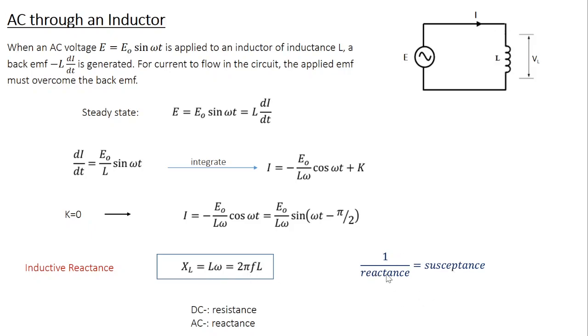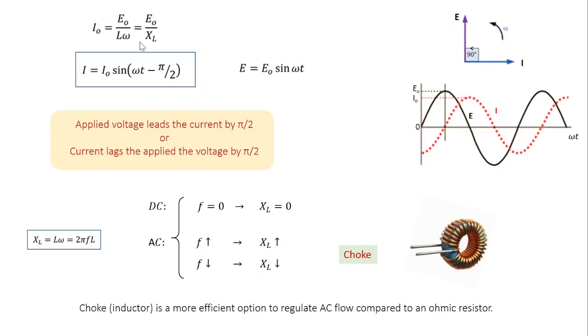The inverse of reactance is known as susceptance. So let's rewrite this equation in terms of the reactance now. If you look at this term, E0 divided by L omega, this is nothing but peak voltage divided by resistance. We know that voltage divided by resistance is current. So peak voltage divided by the AC resistance is nothing but peak current I0. So the expression for current becomes I equal to I0 sine omega t minus pi by 2.